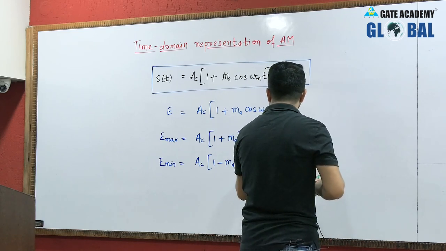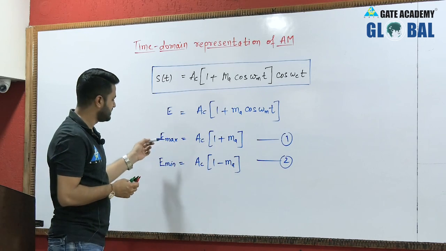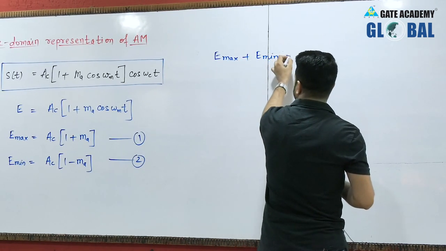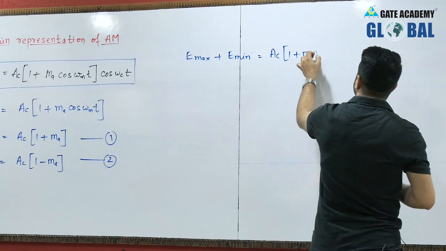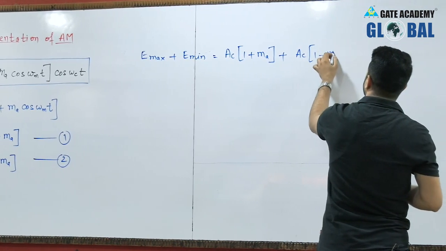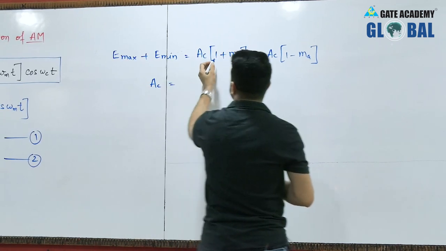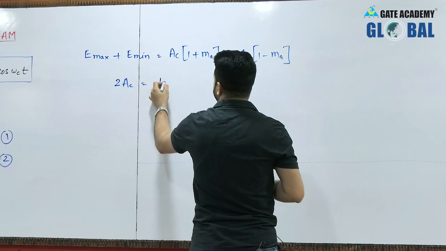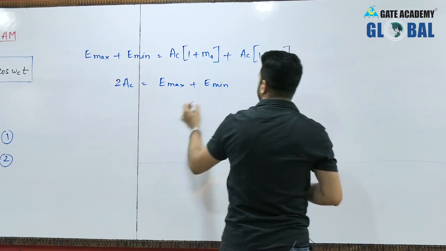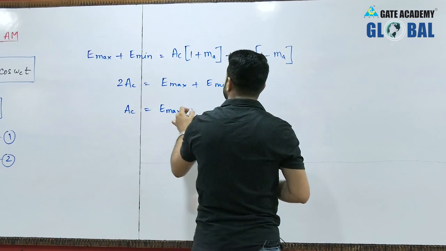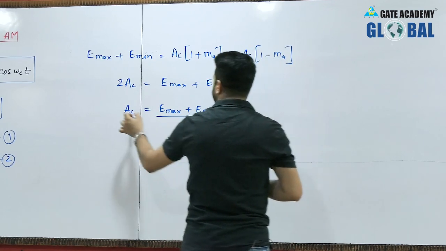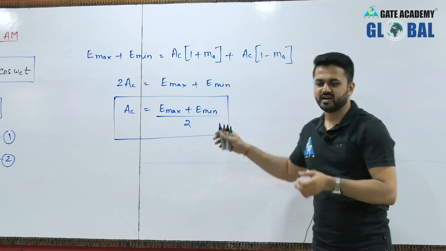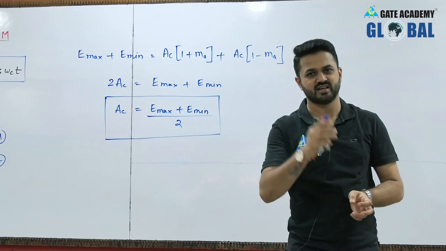Suppose these are equation number 1 and 2. If I add these two equations, Emax + Emin equals Ac(1 + ma) + Ac(1 - ma). The Ac ma positive and Ac ma negative cancel each other, and we get 2Ac equal to Emax + Emin, so the carrier amplitude is (Emax + Emin)/2. So the carrier amplitude can also be calculated from the maximum and minimum value of envelope; the average of the maximum and minimum value of envelope is the amplitude of carrier.